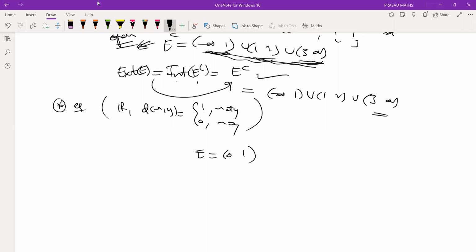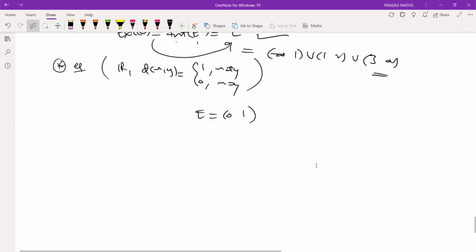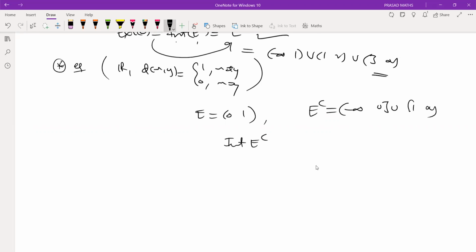First, what is the complement? Anybody? This is my complement. Okay, what is the interior of the complement? Anybody? See, you are working in the discrete metric space, so any subset of a discrete metric space is open. That means this is open. Once it is open, the interior of the set is itself.